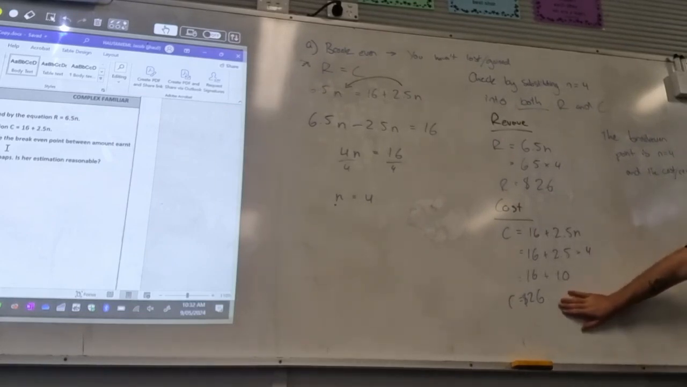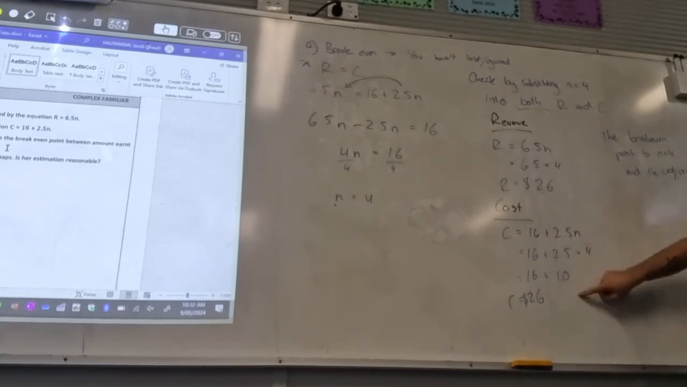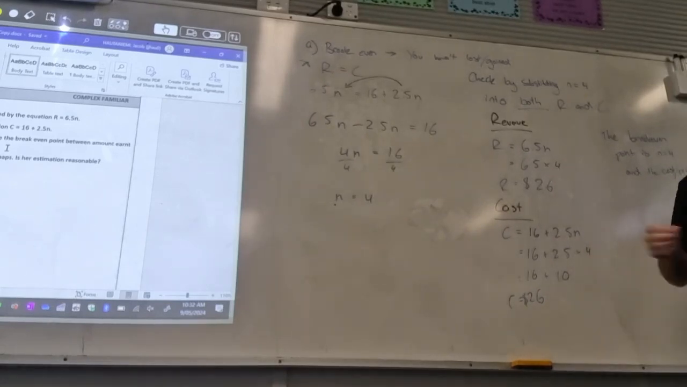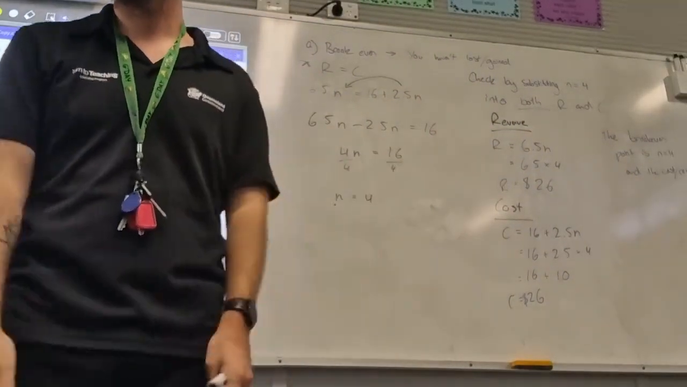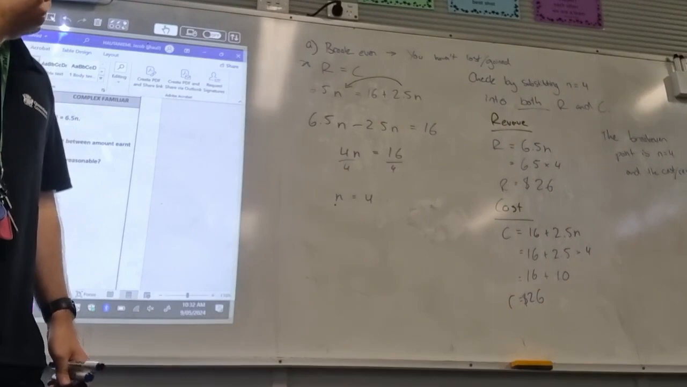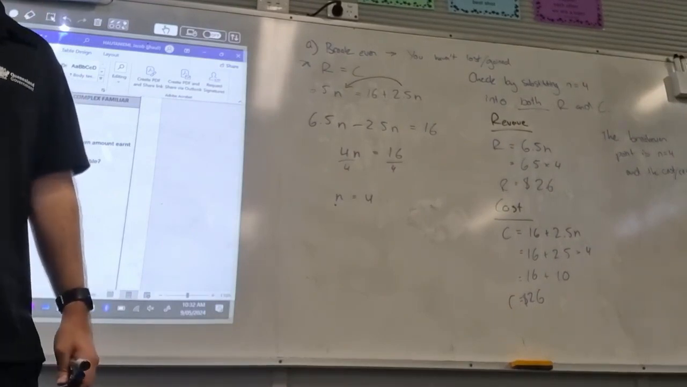Because I've substituted n as 4, we're just checking that these numbers are the same thing. Because the whole point of break even is that your revenue equals cost. If it didn't equal, we didn't break even. But because they're the same thing, we have broken even. So that's the first question done. That's A.